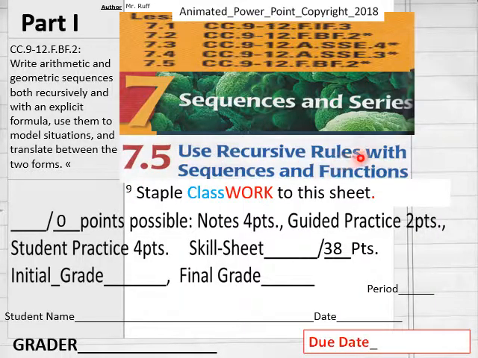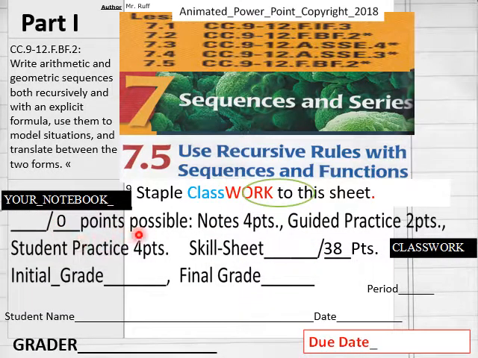7.5, use recursive rules with sequences and functions. Here is our standard here. We have a 38-point skill sheet, and we have 0 points of note-taking here.